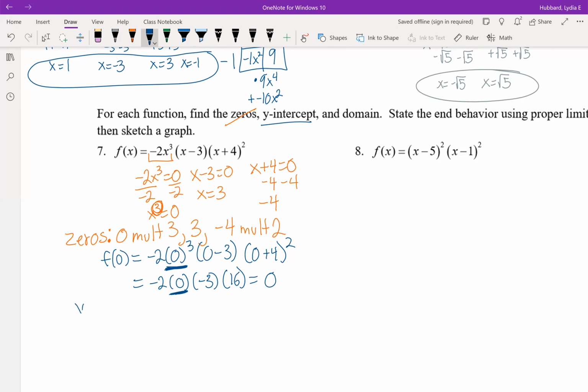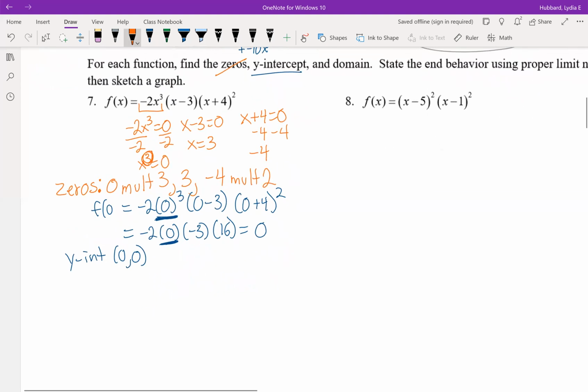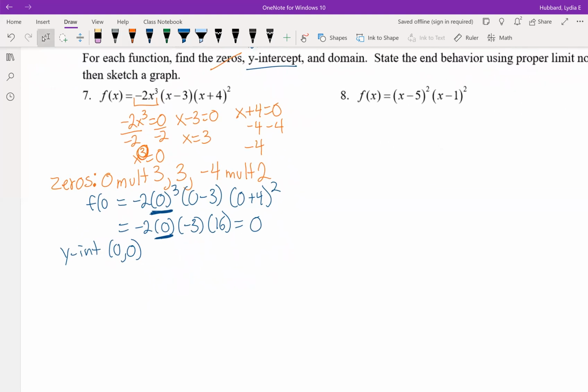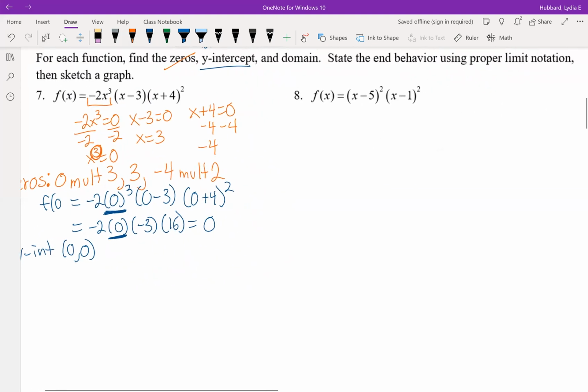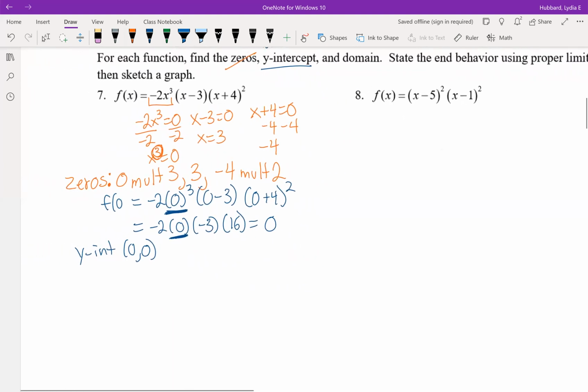So really, our y-intercept is just going to be (0, 0), because you plugged in 0 and you would get out 0. Also, another way to see that this is (0, 0) is we already have a 0 as a zero or root on our list, and that means that our y-intercept is the same as an x-intercept. So that all works out nicely. We'll state the domain in just a second once we start to graph it. And we want to state the end behavior next.